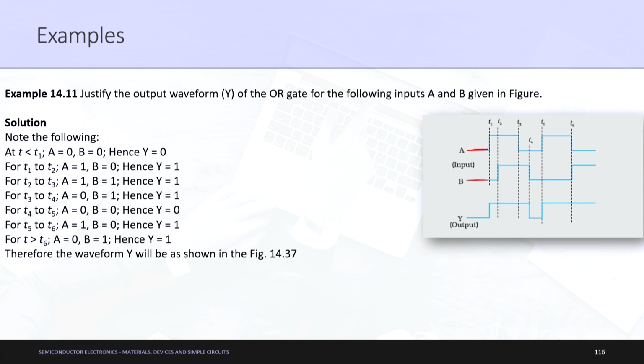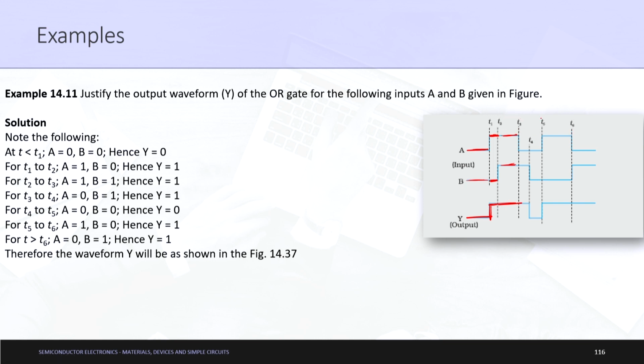If A is 0 and B is 0 and we are passing it through an OR gate, what will happen? The output will be 0. Let us look at T1 to T2. What will happen at T1 to T2? A is 1, B is 0. So, answer will be 1. So, it just moved forward, correct. T2 to T3, let us look at this location here. What is A? A is 1. What is B? B is also 1, hence Y will be 1. So, it is just simple straight line moving forward again.